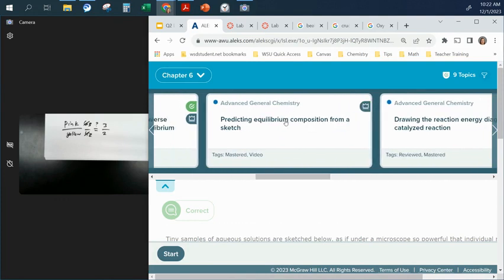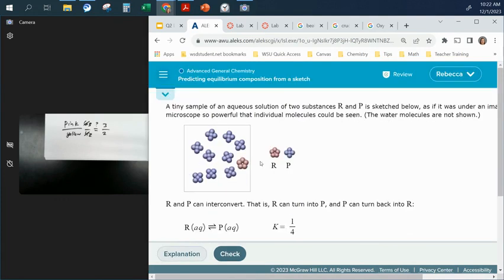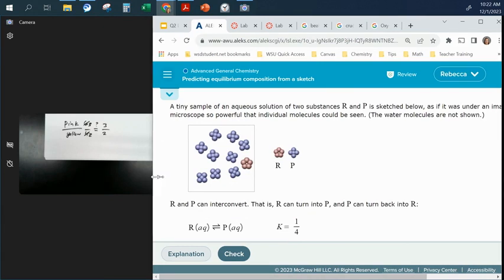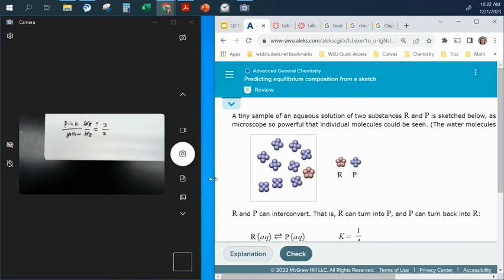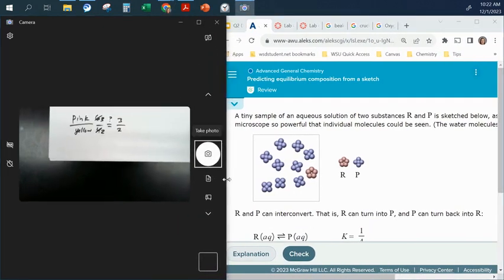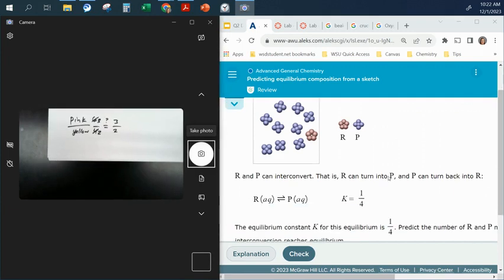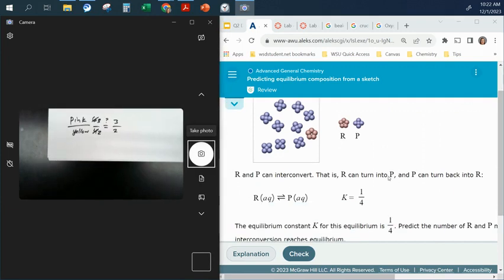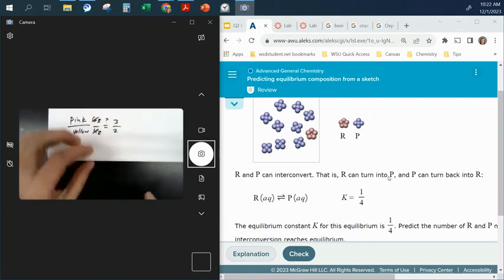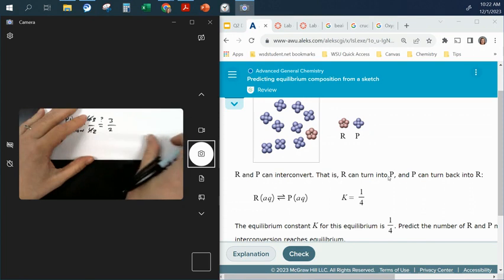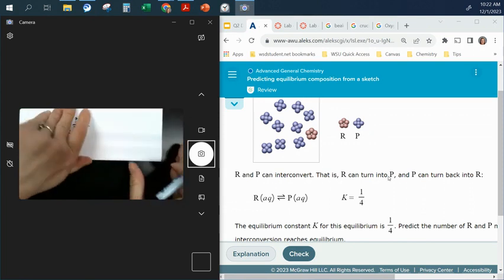Okay, this one's a little bit confusing, but it's not too bad. So we're going to do the same thing again. We've got products over reactants. Let me make that a little bit bigger. So we have our reactants and our products. They can interconvert. So when we're thinking about this problem, let me just get a new paper.